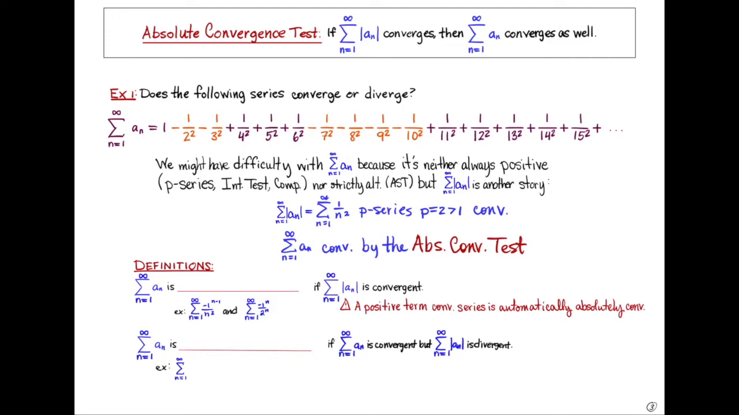So if we have a series where the sum of a sub n converges and also the sum of the absolute value of the terms a sub n converges, then we call that series absolutely convergent. However, if the sum of a sub n converges, but the series of the absolute value of the terms diverges, then we call that conditionally convergent.